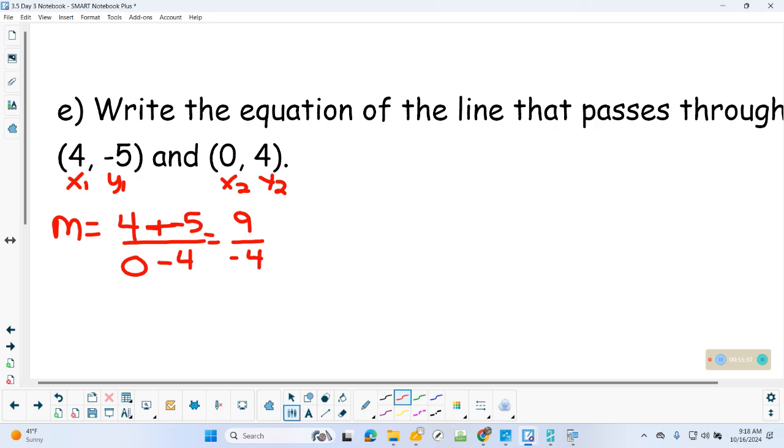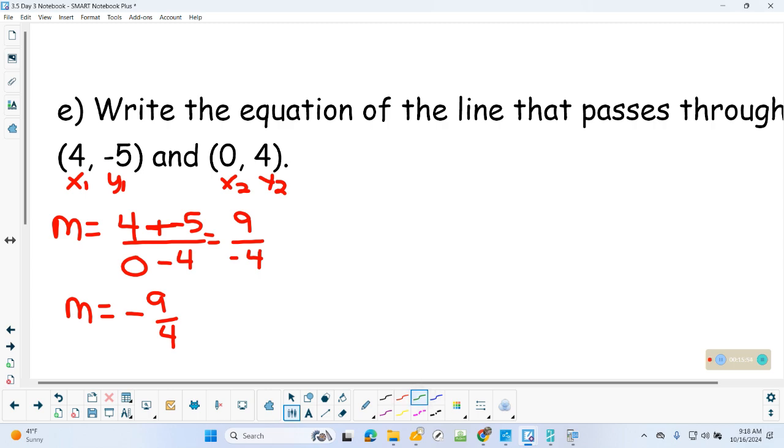Now, this is just one of those little algebraic unwritten rules, so to speak. We usually don't leave a negative in the denominator of a fraction. I'm just going to kick it out front. So I'm going to say my slope is -9/4. 9/4 doesn't reduce. I'm just going to roll with it. Okay, we need the equation of the line.